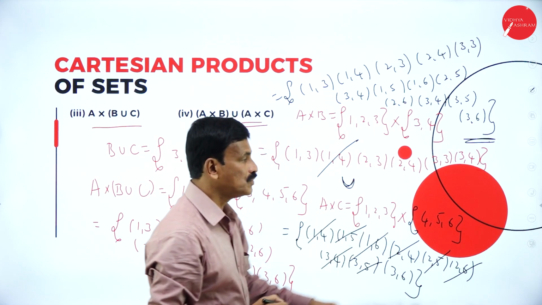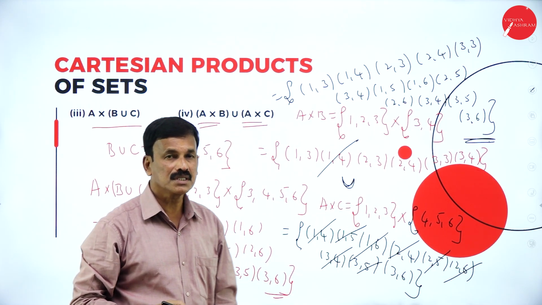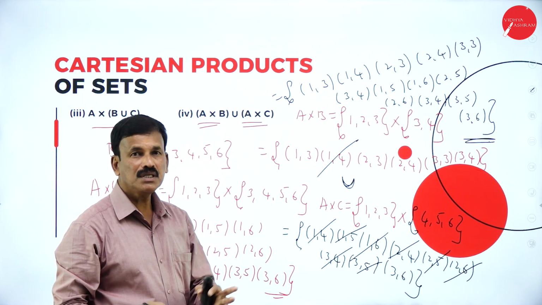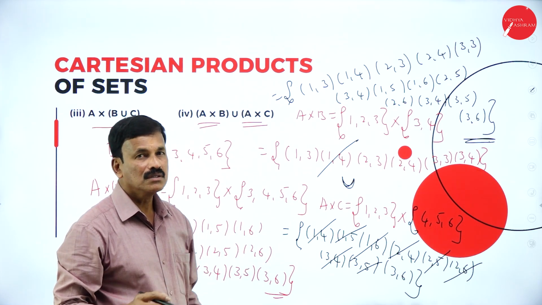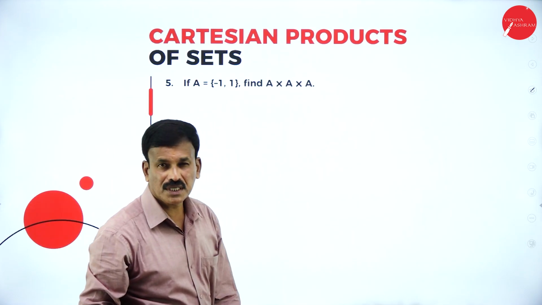So this is the union of A cross B union A cross C. Hope you followed. That's it. Just find out A cross B and A cross C, just combine, and repetition is taken only one time. Now move on to the next problem.